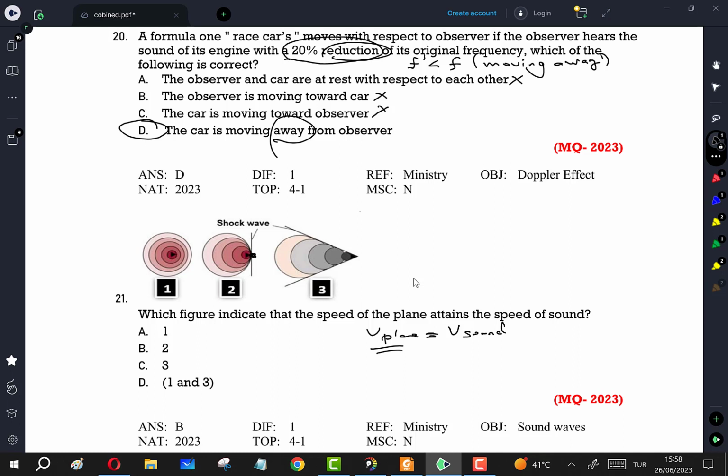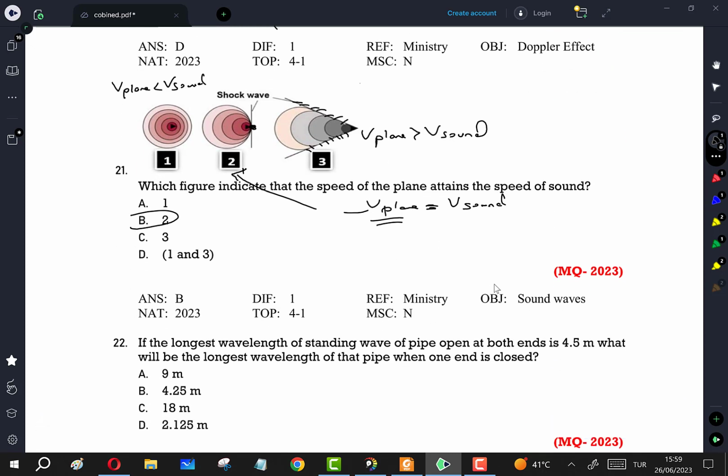So, the first case is the airplane's speed being less than the speed of sound. The second one is, as we said, the speed of the plane being equal to the speed of sound. A third one is if the speed of the plane is greater than the speed of sound. In this case, a shockwave forms at the edge and sides of the airplane. So the correct answer is 2 for this question.